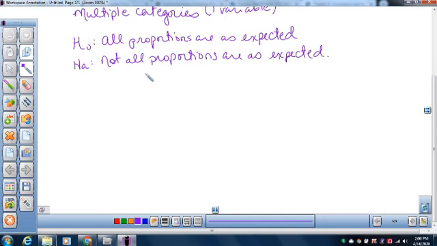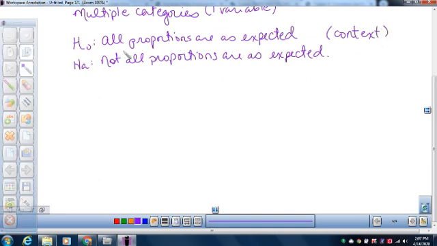So that's the null and alternative, and we would need to have these in context. So if I was doing the M&M problem, I would say all proportions of the colors of M&Ms are as expected. The formula is non-existent. We're not going to do this for actual confidence intervals. We're only doing hypothesis tests.